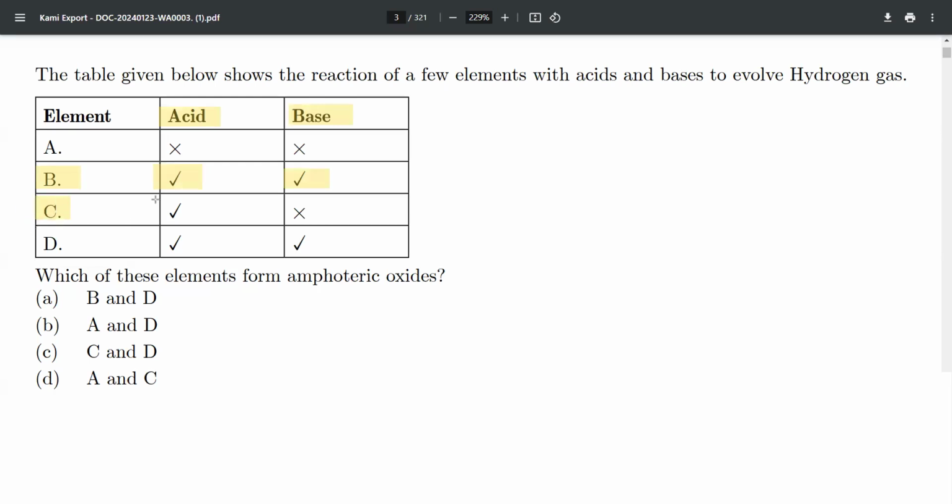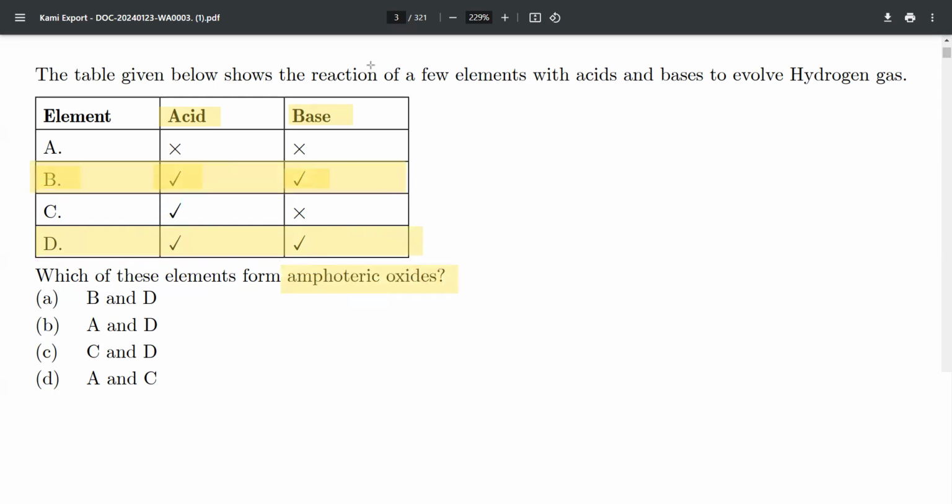In C, hydrogen gas is produced in acid but not in base. And in case of the metal D, you can see hydrogen gas is produced in both acid as well as base. Now we have to look for the amphoteric oxides.